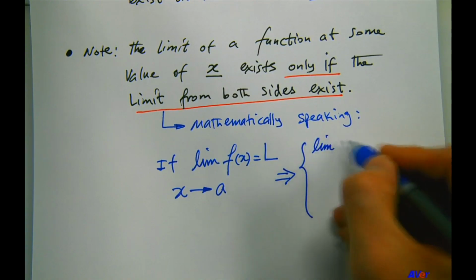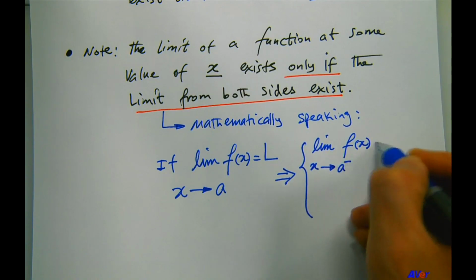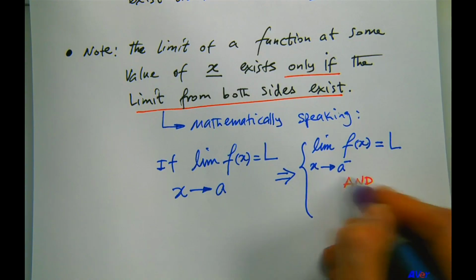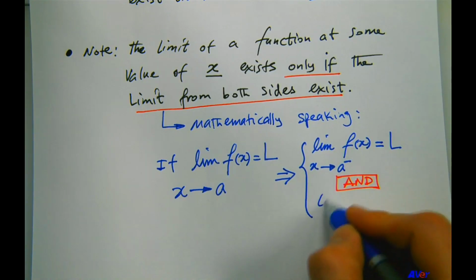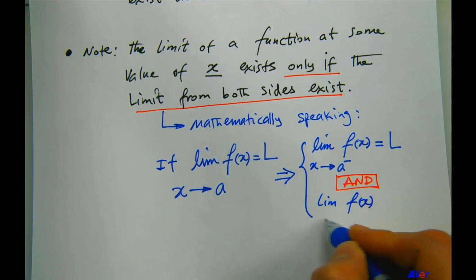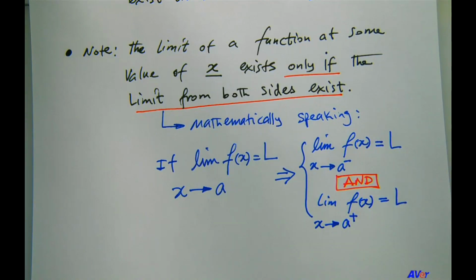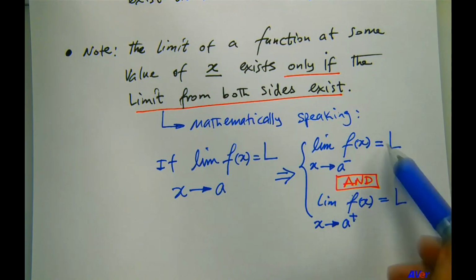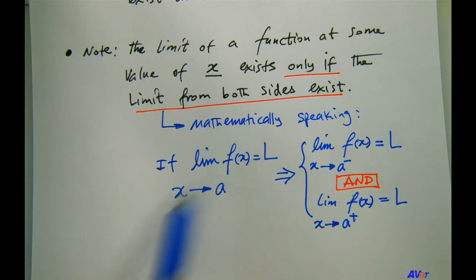the limit of the function f of x as x approaches A from the left must be equal to L, to the same quantity, and so that's not sufficient. This and the following must be true. The limit of the function as x approaches A from the right must also be L. Okay, if the limits of the function from both sides, from left and right, are equal to the same number, then the function has a limit equal to L as x approaches that value A.